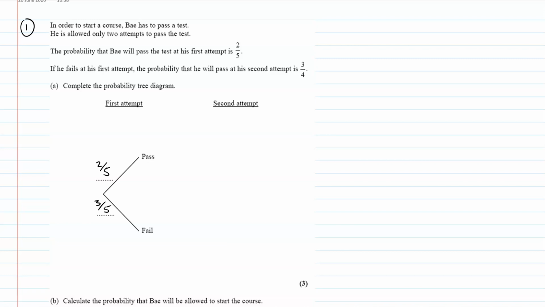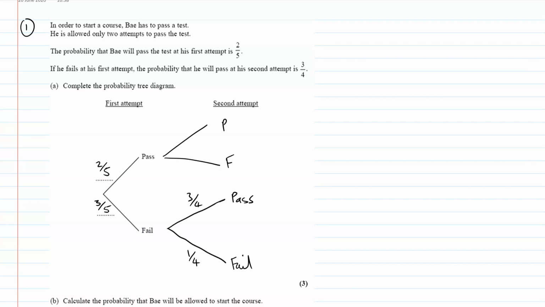If he fails at his first attempt, the probability he'll pass on his second attempt is 3/4. So his probability to pass goes up. He gets better the second time round. But we're going to have pass, and we're going to have fail. So the probability he'll pass at the second attempt is 3/4, which means fail must be 1/4. Now normally we would have a branch here as well, pass and fail.